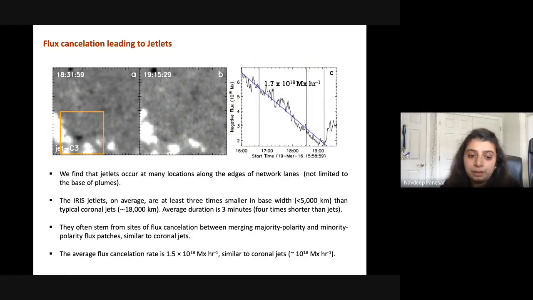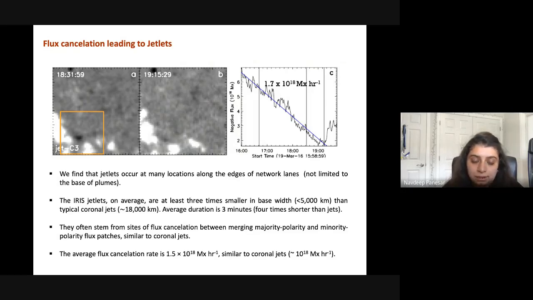If you remember, in my earlier slides, I showed you that coronal jets are also seen to erupt multiple times due to continuous flux cancellation. So this result shows that maybe these jetlets are miniature versions of coronal jets.